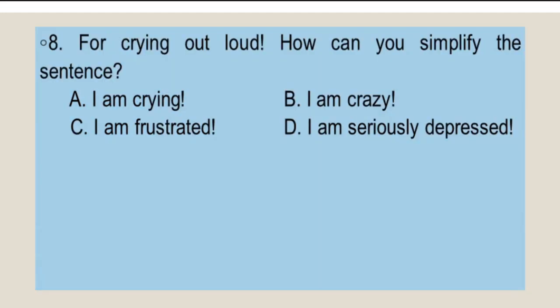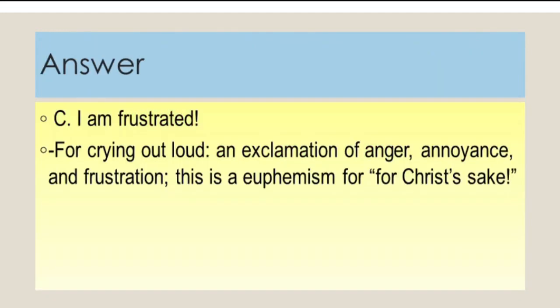Question number 8. For crying out loud, how can you simplify the sentence? For crying out loud is actually an idiomatic expression which means I am frustrated. When you are frustrated, you exclaim. You are annoyed, of course. For crying out loud is actually considered a euphemism for the expression for Christ's sake. Don't forget, for crying out loud means I am frustrated.